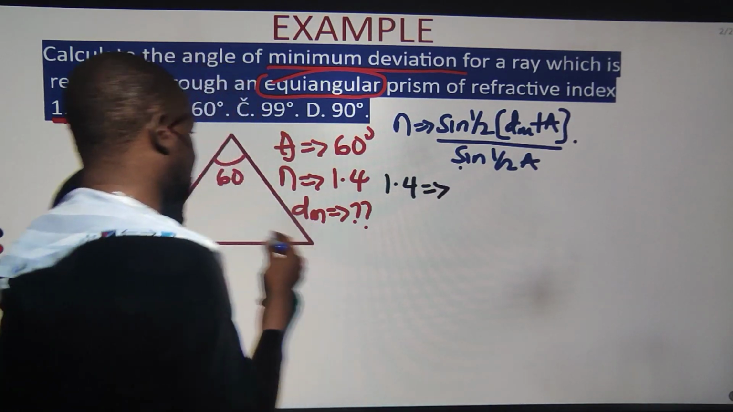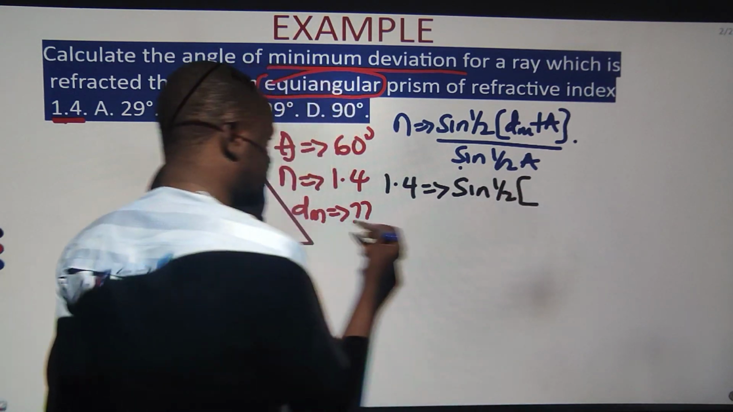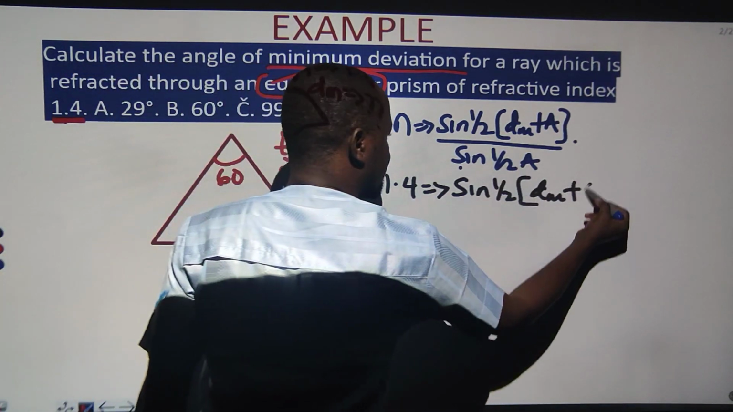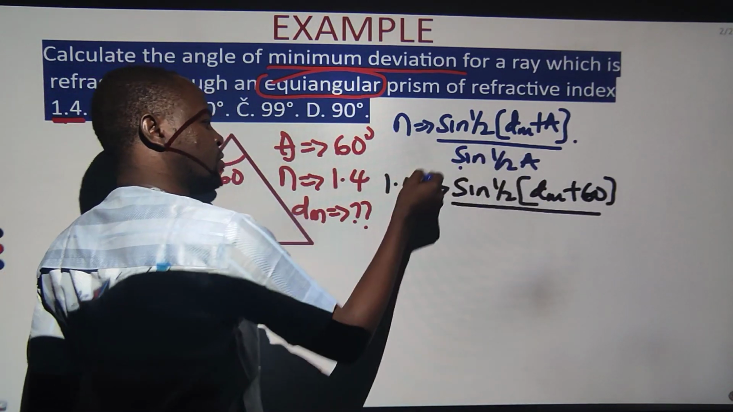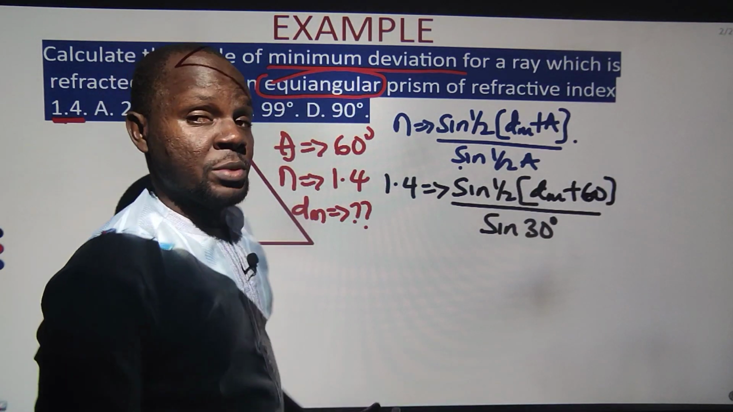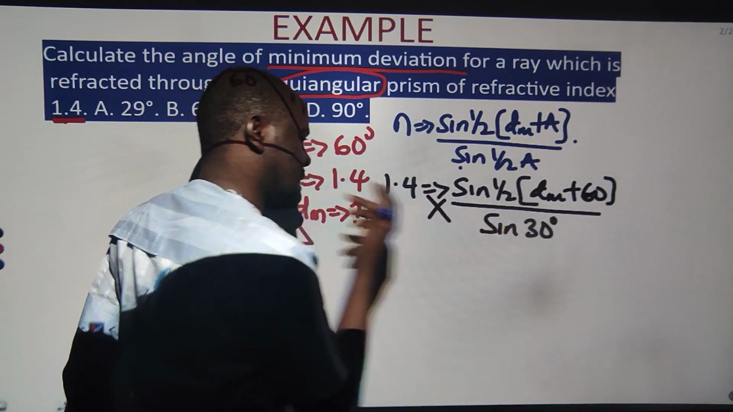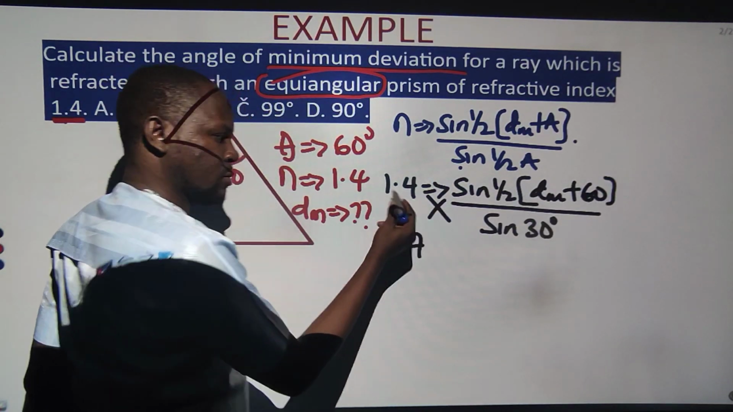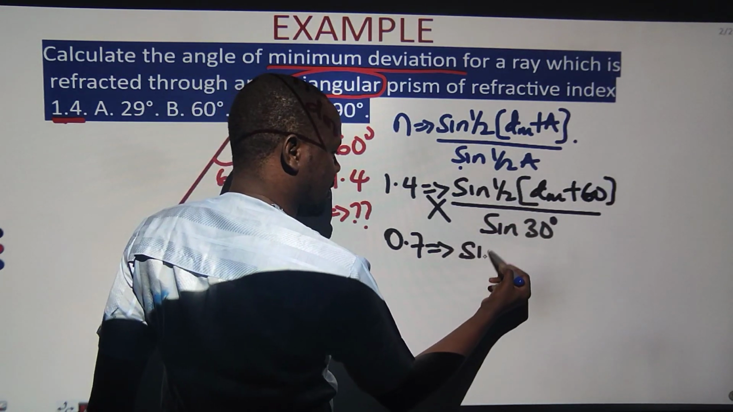Now, doing so directly, n is 1.4, is equal to sine of one over two times Dm, we are looking for Dm, plus A. We know A is 60. Let's make it fast. Over sine of one over two times 60, which is sine 30 degrees. Everybody knows sine 30 to be half. I hope students still remember that. So if you multiply 1.4 times sine 30, that is 0.7, because it is half of 1.4. So 0.7 is equal to sine of one over two times (Dm plus 60).